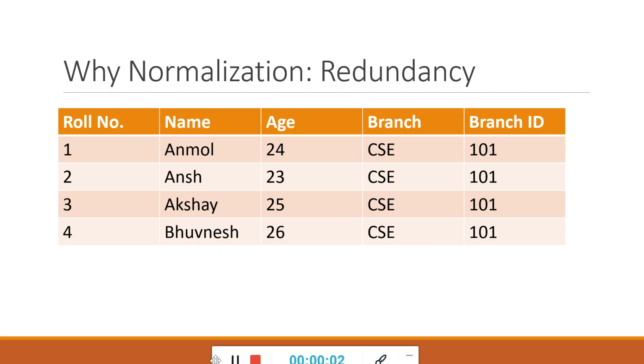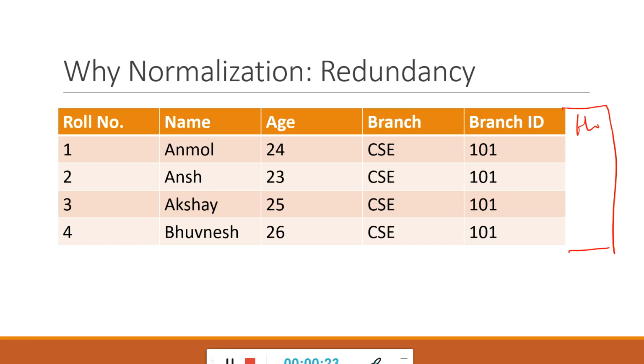Okay, now here we will understand what is normalization and why we need it. The first question arises: why we need the normalization? This is a small table. You can see roll number, name, age, branch ID, and we can add one more column with the name HOD, and the name is A because this is a CSE branch. So we can say the HOD name is A for all.